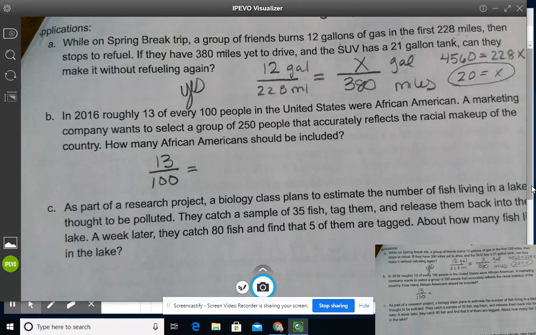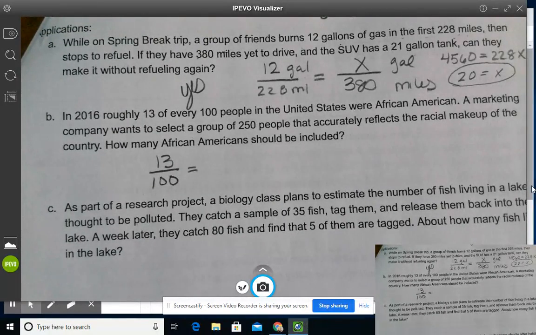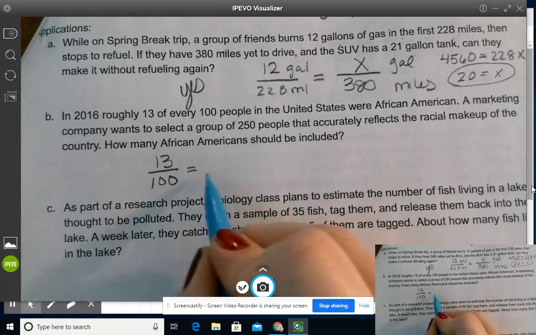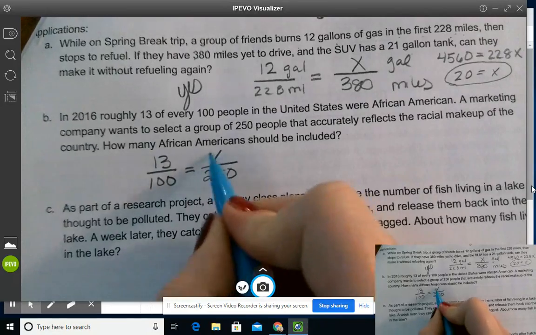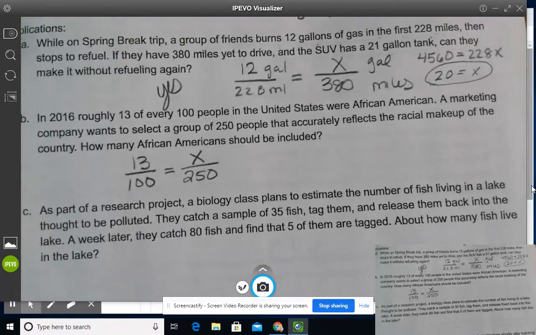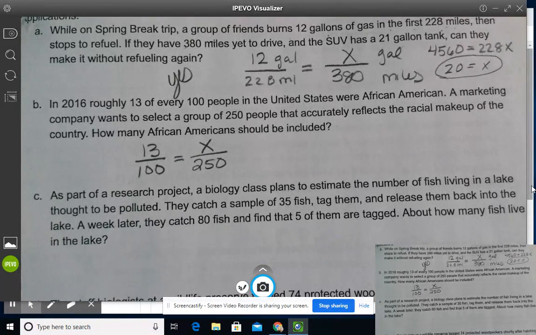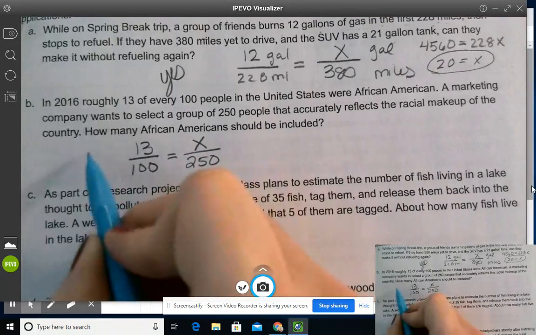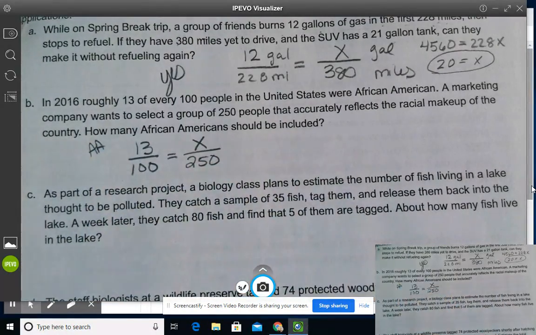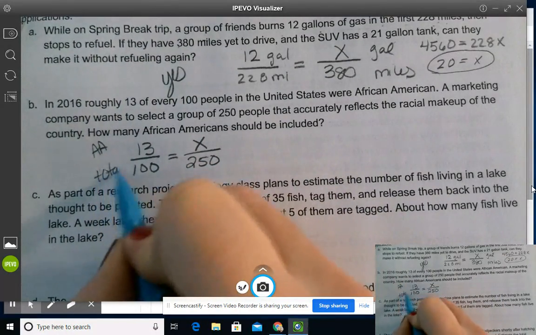And then I want to know that if I chose a group of 250 people that accurately reflects this, that would be my total amount of people. And the question is, how many of them would there need to be African American in order to represent basically 13%? Because this is 13%. So on the top, we have the number of African American. On the bottom, we have the total amount of people.